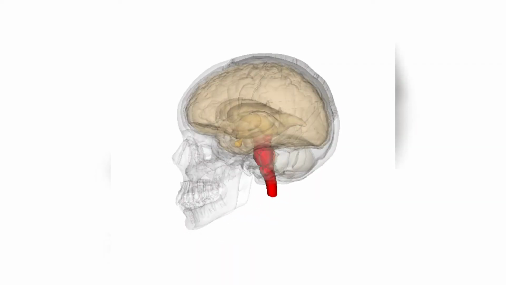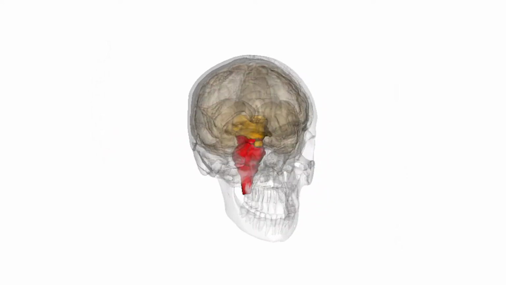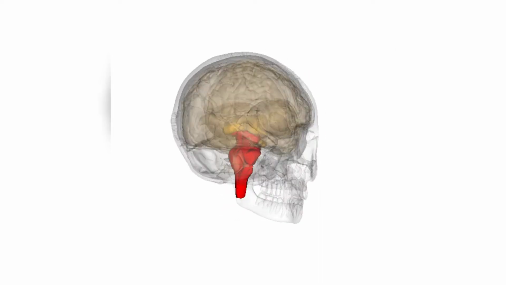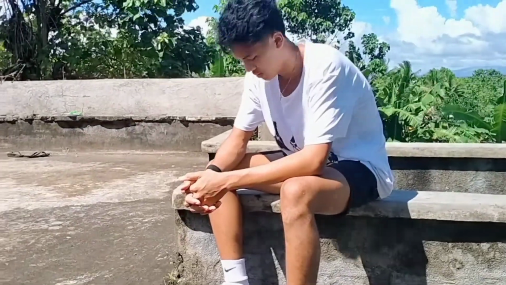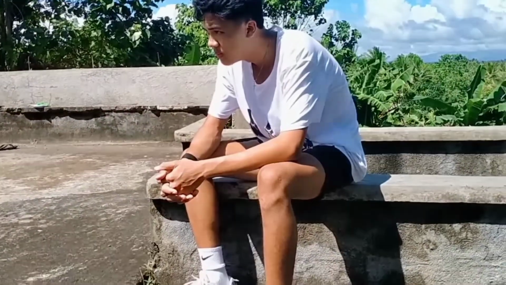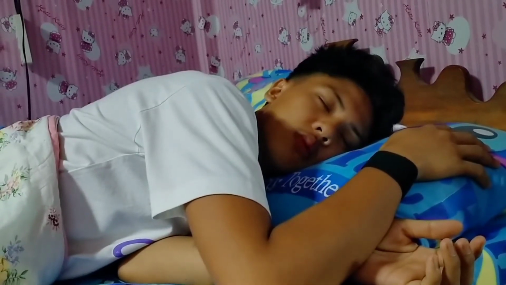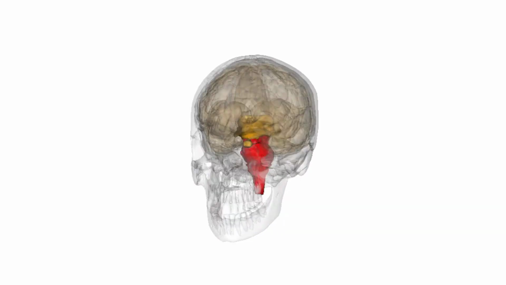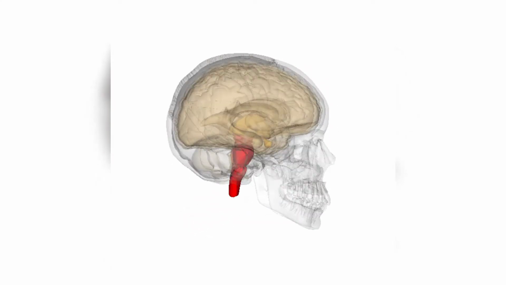And lastly, we have the brainstem. The brainstem controls the flow of messages between our brain and the rest of our body. The brainstem has many basic functions, including breathing, sleeping, and eating. If there is any damage to our brainstem, it is going to be catastrophic.